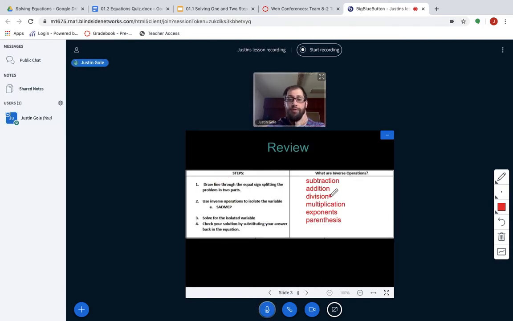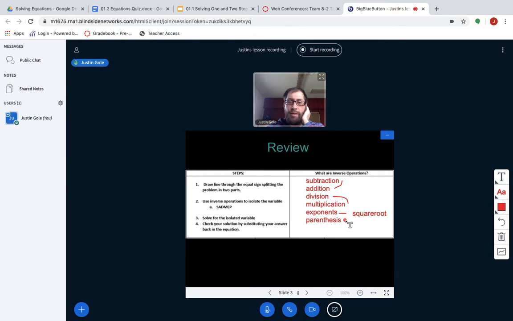So our steps: we draw a line down the middle, splitting the problem into two parts, and use the inverse operation to isolate the variable. That's going to be subtraction, addition, division, multiplication, exponents, and parentheses, in this order. So remember, what are the inverse operations? Subtraction and addition, division and multiplication. For exponents, when we see an exponent, what do we actually do? We take the square root, right? Square root.